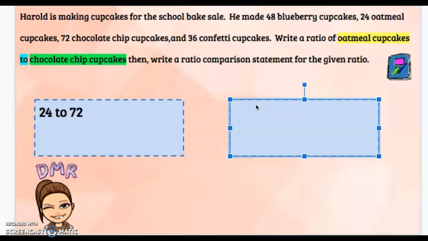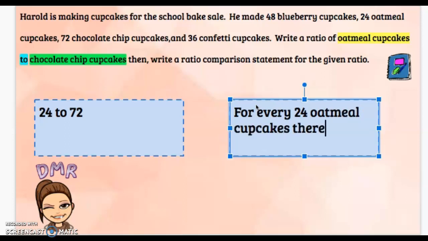Now I need to write my ratio comparison statement. So remember, for every 24 oatmeal cupcakes, there are 72 chocolate chip cupcakes. Okay, that's all you have to do for DMR.